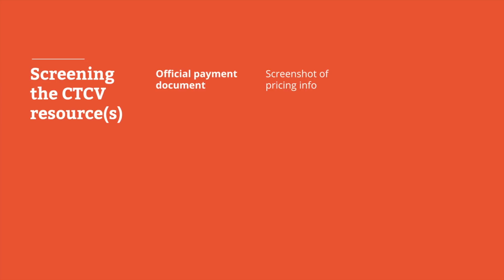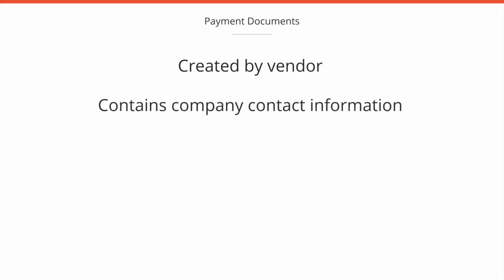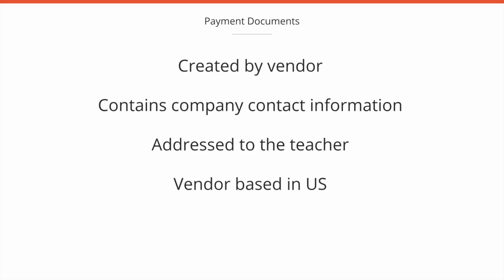For projects that submit an official payment document, you'll look out for the same things that you would look out for in a special request project. As a reminder, here are the requirements for an official payment document. It's created by the vendor, which is usually the trip facilitator in the case of a class trip or class visitor project, but it is not created by the teacher. It contains company contact information, such as a phone number, an email address, or a mailing address. If it is addressed to someone, it's addressed to the teacher. And lastly, the vendor must be based in the United States.